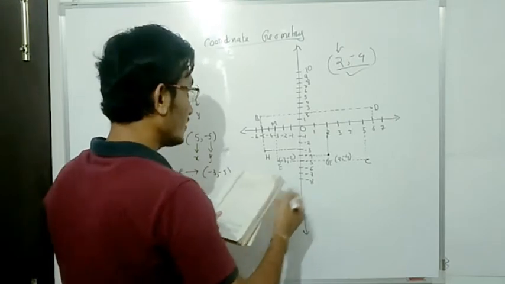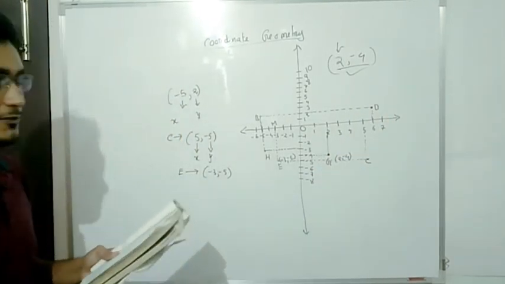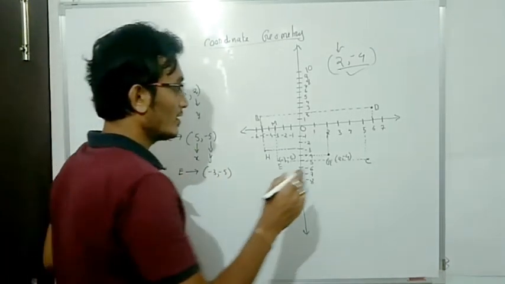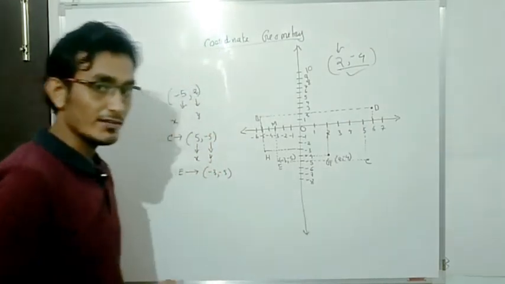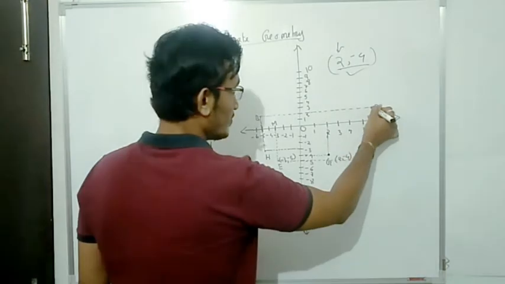This is the point D, and for this point D we have to find out the abscissa, that means the x coordinate. So before finding the coordinate of x, we have to find out the position of D. How can you get this point?